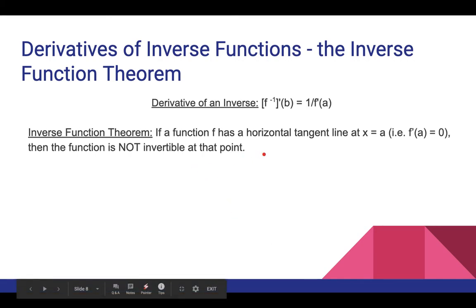So one big implication of this is it can be used to determine the existence of an inverse at a point, what's known as the inverse function theorem. If a function f has a horizontal tangent line at x equals a, i.e. the derivative of f at a equals 0, then the function is not invertible at that point because we're going to have 1 divided by 0. And that's all there is to this slide. It's just a nice little extension of what we saw on the last slide.